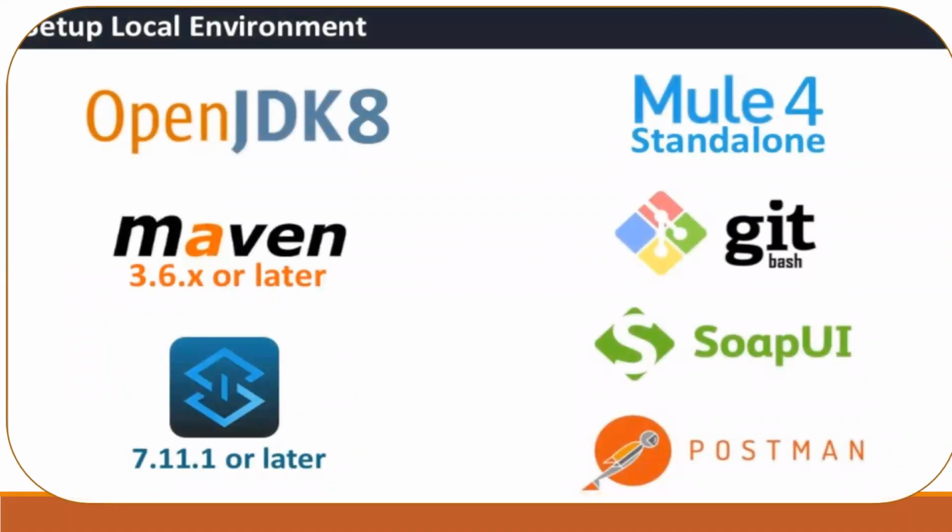Next, whatever softwares I showed you, this is the pictorial representation. I told you, right? Anypoint Studio, this is the Anypoint Studio. And OpenJDK is required. Git, I told you, Git is required. Postman is required. SoapUI, if you want to test SOAP APIs, we are going to use it. But 99% we are going to use Postman.